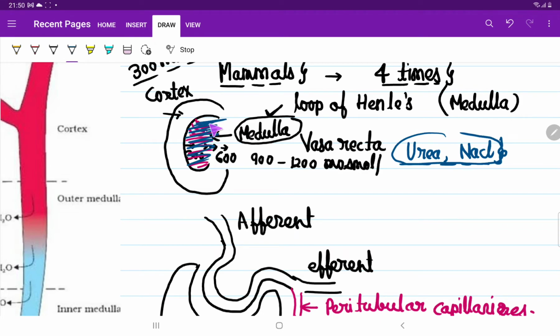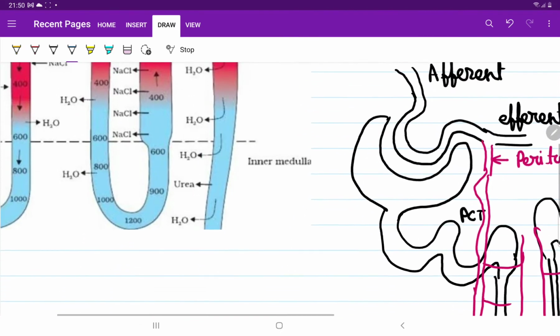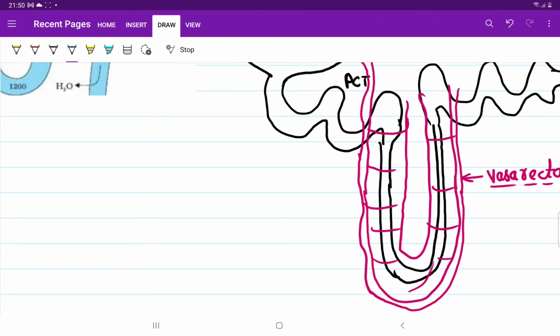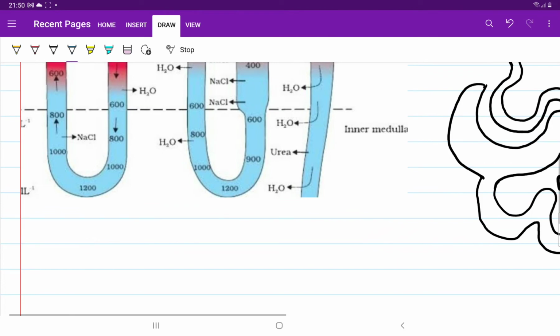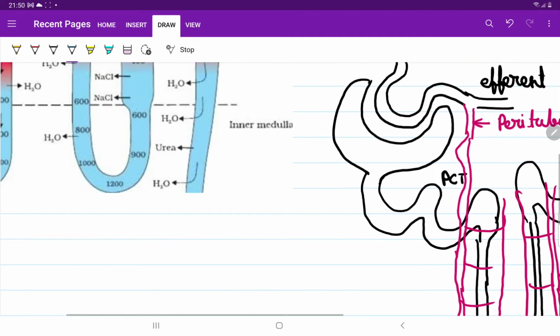What I am doing, I am taking the loop of Henle here, I am taking the vasa recta here, and I am just zooming it. Like this structure actually, I am just zooming it. And for my convenience and more clarity, I am taking this vasa recta separately, and the ascending and descending loop of Henle I am taking separately.